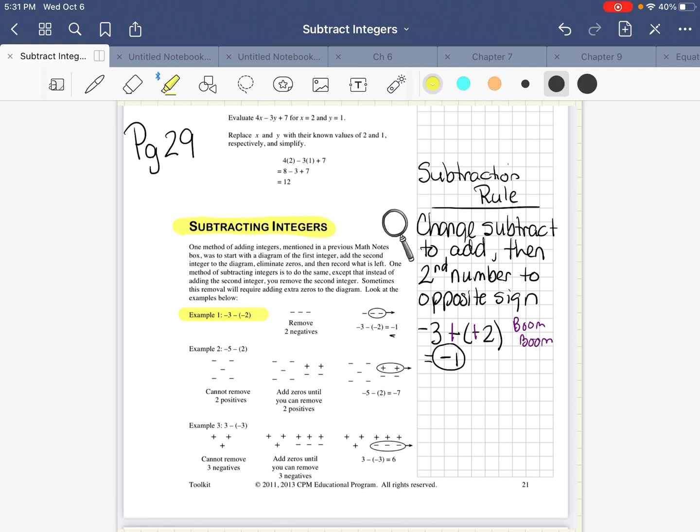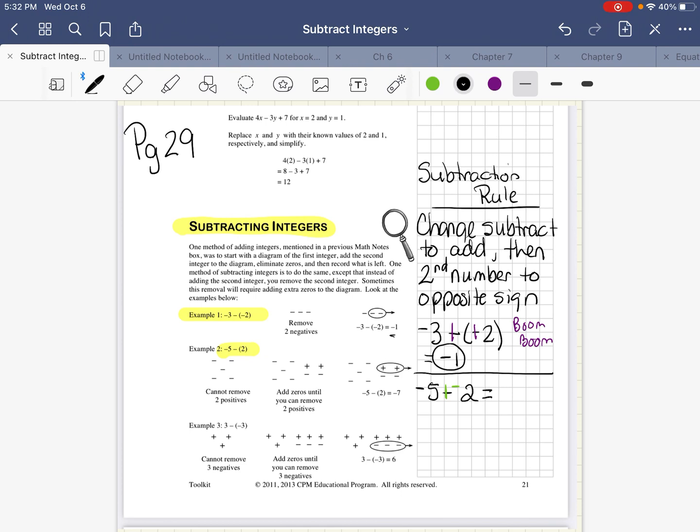Okay, let's look at the second example here. We have -5 subtract 2. I'm going to draw a little line here so we can see between. -5, I'm going to try and write a little smaller, subtract 2. And so I'm going to use green. It's a little more visual this time. Change the subtract to add. Change the second number to the opposite sign. Now this one's positive, so I make it negative. Okay, so now I have -5 plus -2.